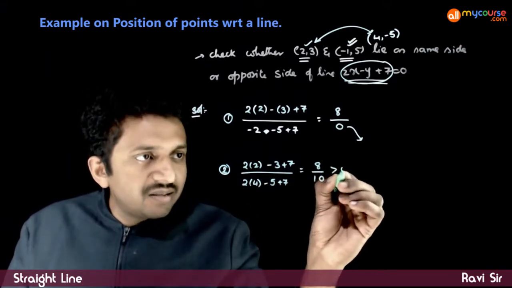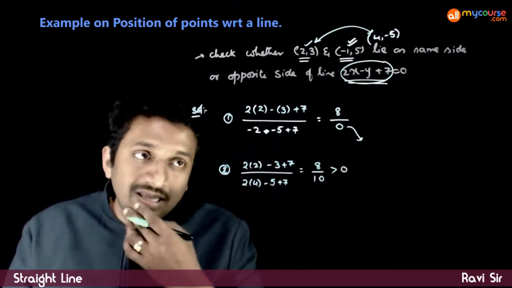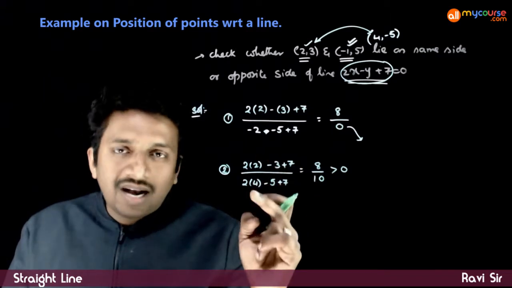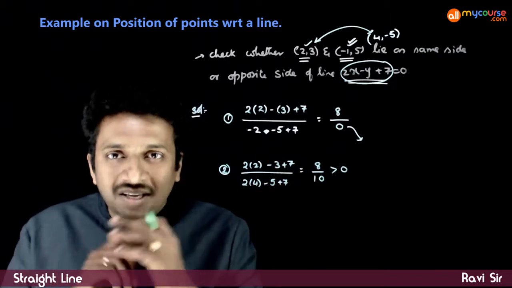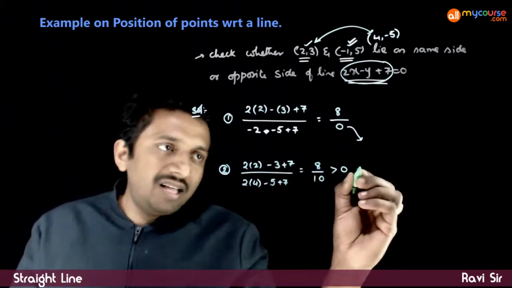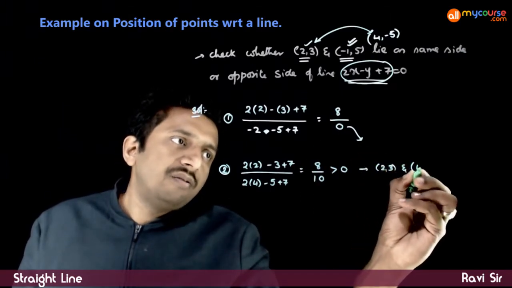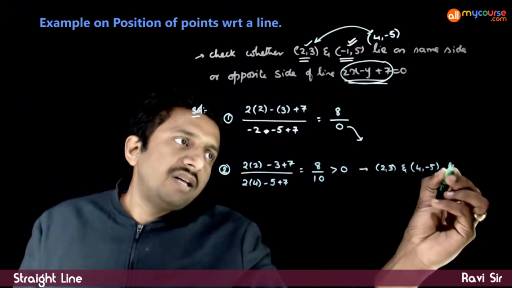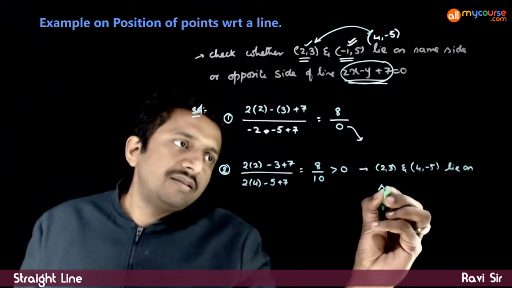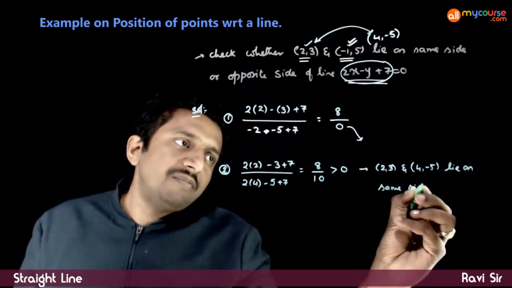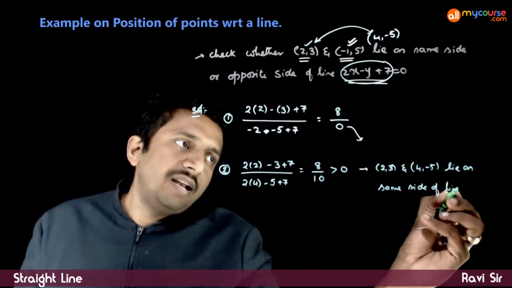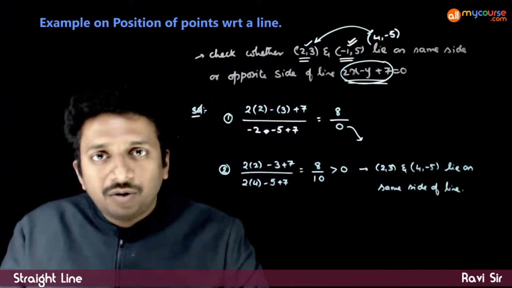So this is positive. That means the numerator and denominator are of the same sign. The meaning is that (2, 3) and (4, -5) lie on the same side of the line. So that's the conclusion that we make.